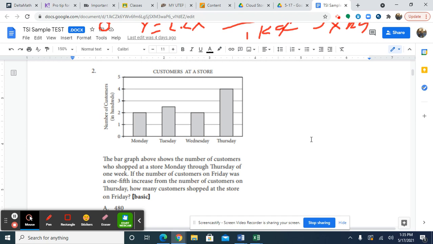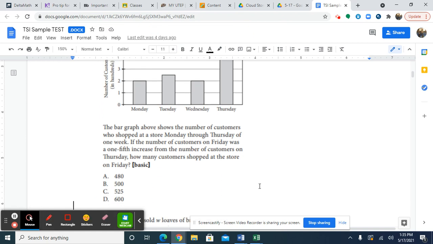Now looking at number 2, we have customers at a store. And it gives you the bar graph. And it shows the number of customers who shopped at a store Monday through Friday. If the number of customers on Friday was a 1/5 increase from the number of customers on Thursday, how many customers shopped at the store on Friday? So we're increasing by 1/5 from the number of customers on Thursday.